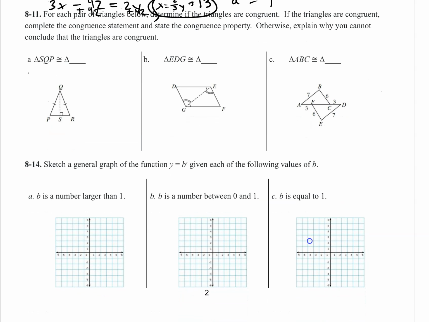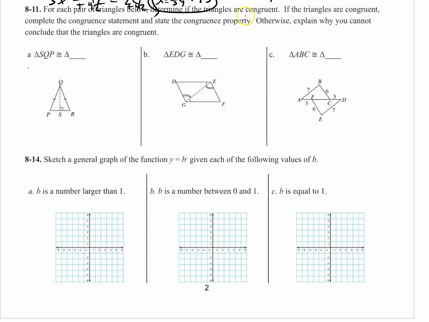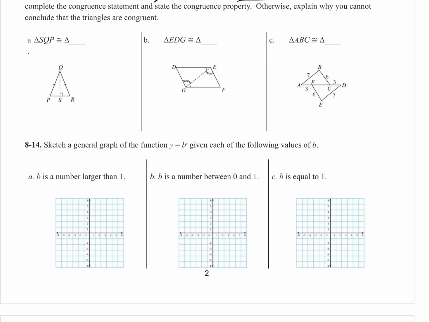Okay, 8-11. For the triangles, determine if they are congruent, and if they are congruent, complete the congruent statement and state the property. What they mean by property is like HL, AAS, etc. Alright, let's look at C. This one's kind of tricky, so I'll just do this one.